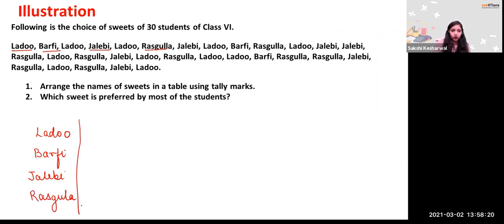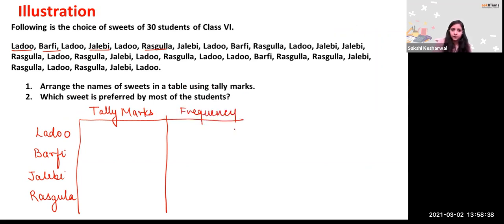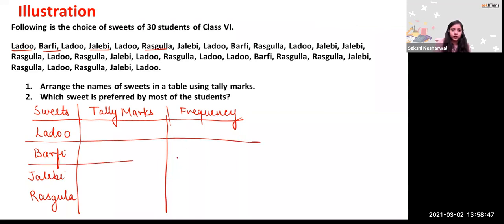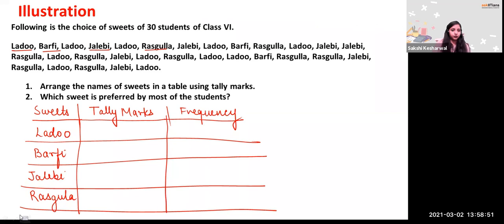You just make a column. Arrange the names of the sweets in a table using tally marks. So you make a table like this. Over here you write tally marks, and then you write frequency. Second, over here, you write these types of sweets. This is how we make tables. You make a column like this one so that you don't get confused. Let me change the color so that it will help you. How will we do this?